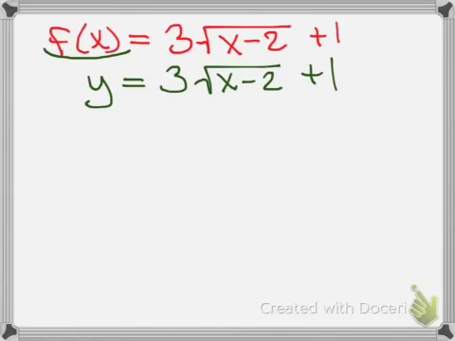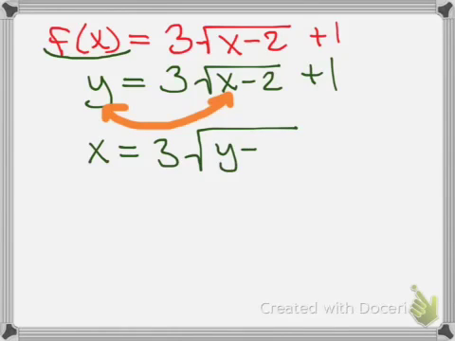So now to do this right, what I've got to do next is to switch the x's and the y's in the equation that's written here. So I'm going to interchange these, and when I interchange those, we'll have x is equal to 3 times the square root of the quantity y minus 2 plus 1.